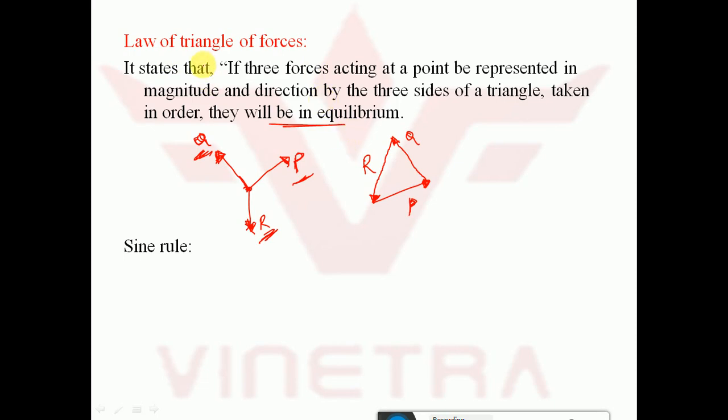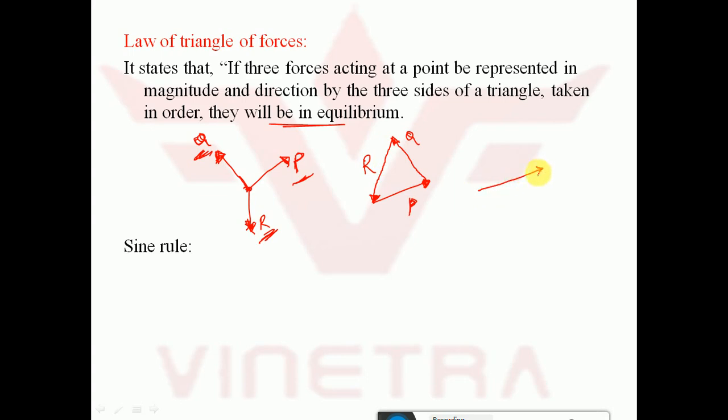So remember this law of triangle of forces: if three forces acting at a point are represented in magnitude and direction by three sides of a triangle taken in order, they will be in equilibrium. That is, if I am able to represent them by three sides of a triangle in order, then the force system will be in equilibrium.